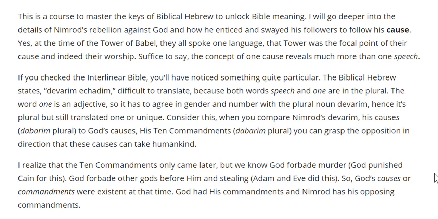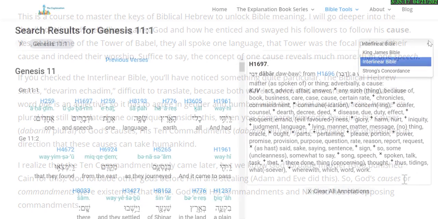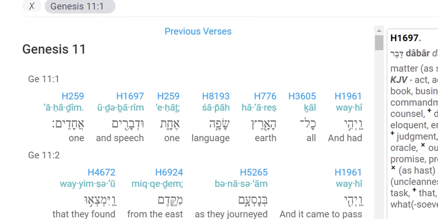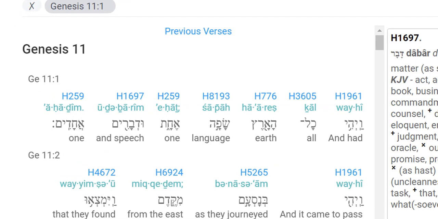to follow his cause. Yes, at the time of the Tower of Babel, they all spoke one language. That tower was the focal point of their cause and indeed their worship. Suffice to say, the concept of one cause reveals much more than one speech. If you checked the interlinear Bible, you'll have noticed something quite particular.